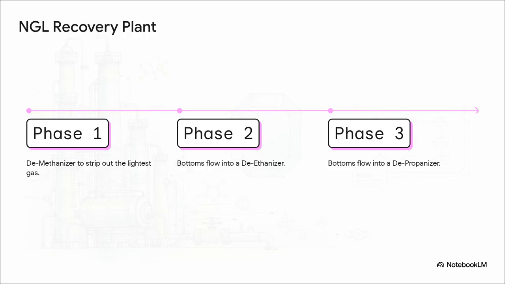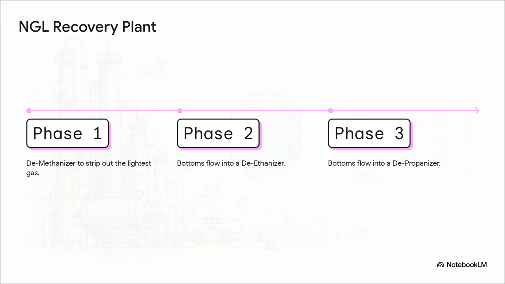But of course, true chemical plants don't just use simple flash drums, right? They use these massive, towering distillation columns to process huge volumes of material. Let's follow the sequential journey of natural gas through an NGL, or natural gas liquids, recovery plant. The whole goal here is to maximize valuable liquid recovery. The gas moves through 3 distinct phases. First, it goes into a demethanizer to strip out the lightest gas.